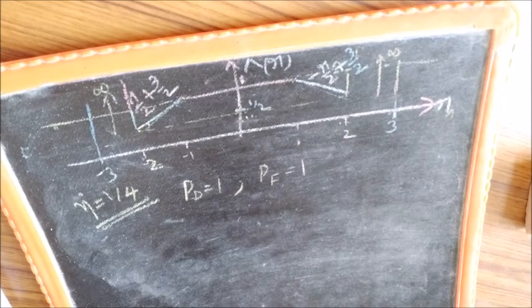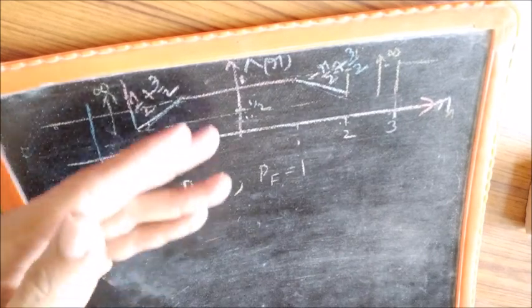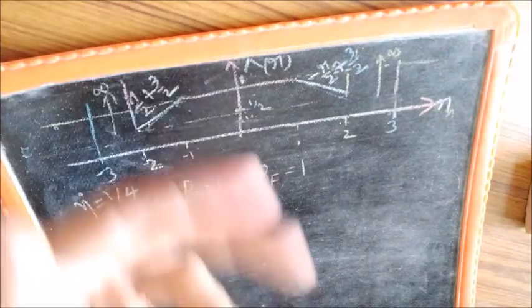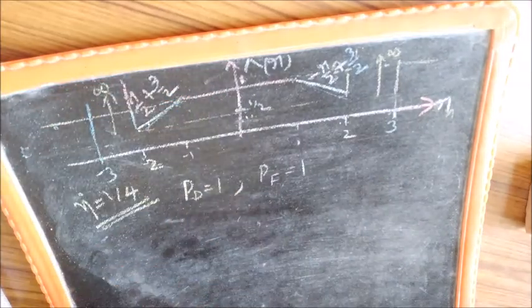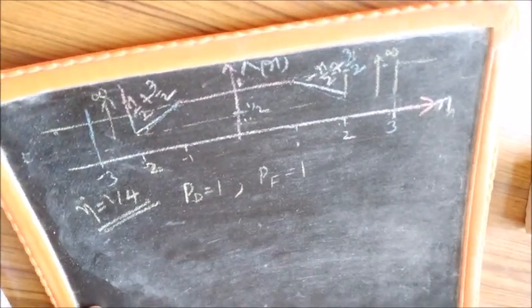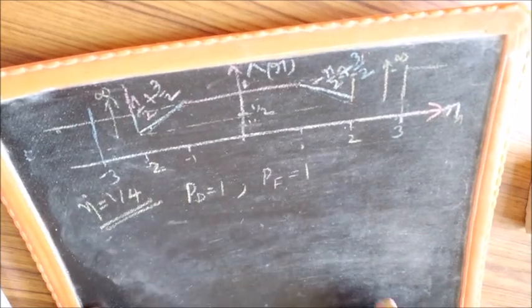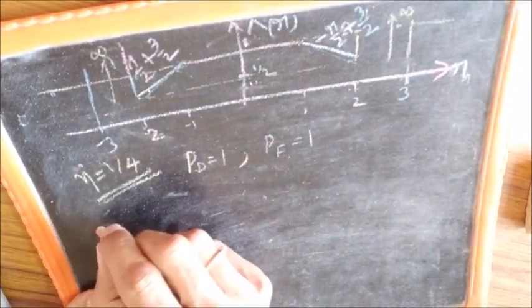So you are always detecting the hypothesis H1. Similarly, probability of false alarm is 1 because of the same reason. Since you are always declaring H1 is the true hypothesis, you will be declaring H1 as the true hypothesis when H0 is also the true hypothesis. So probability of false alarm is also 1. So this is for eta equal to 1 by 4.